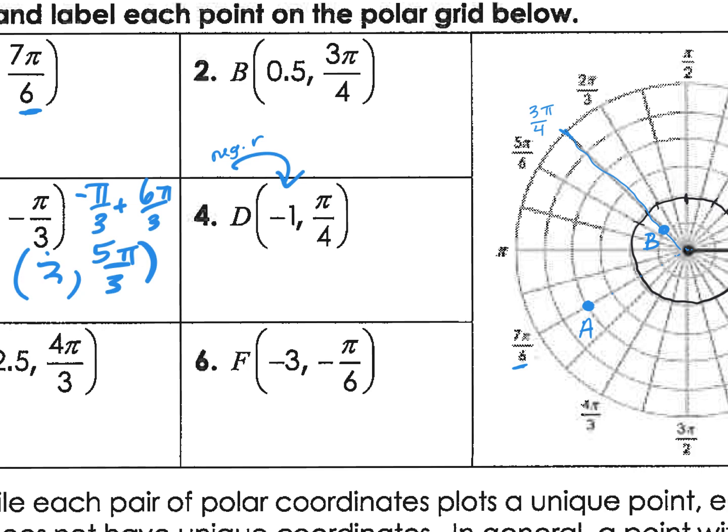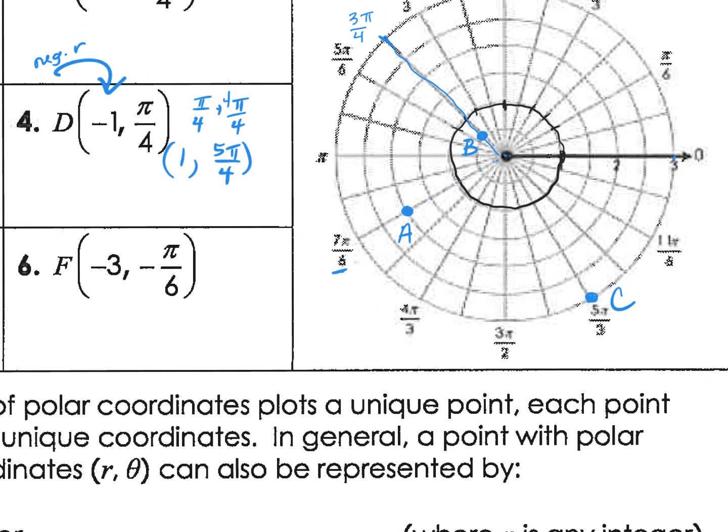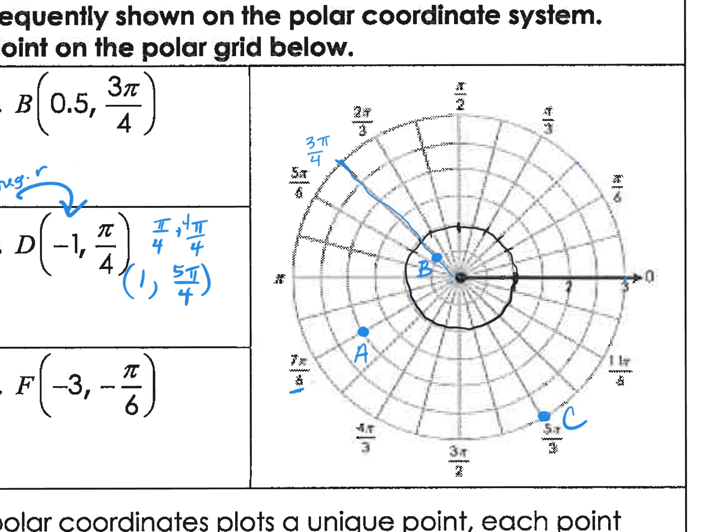So we have a negative r here, which means we need to take pi over 4 and add pi to it. So that means 4 pi over 4. So this is 5 pi over 4. So really what we're doing is 5 pi over 4 instead of negative 1, pi over 4. So pi over 4, 3 pi over 4, 5 pi over 4 would be here. So 5 pi over 4 would be here, so this is point D.